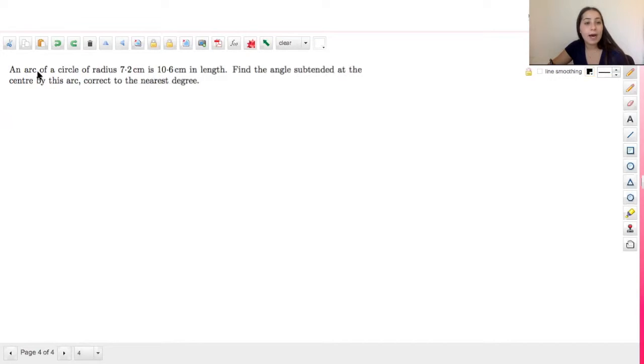So it says here, an arc of a circle of radius 7.2 centimeters is 10.6 centimeters in length. Find the angle subtended at the center by this arc, correct to the nearest degree. So what are we finding? An arc of a circle of radius, so the radius is 7.2, is 10.6 centimeters in length. So that's the arc length. So the length is 10.6 centimeters.